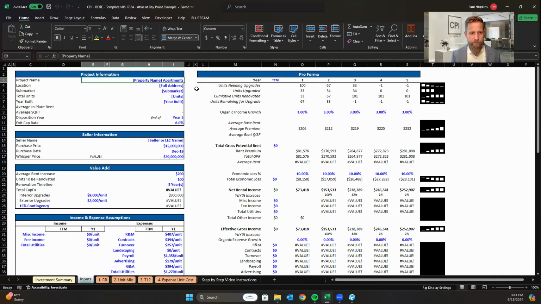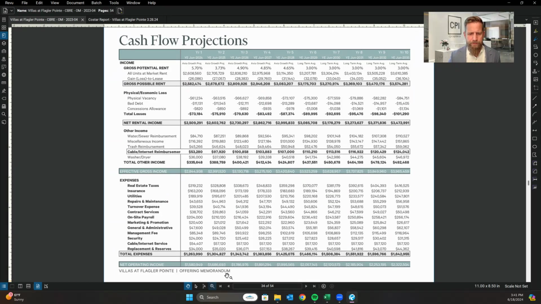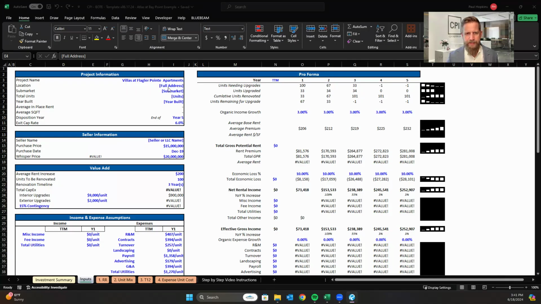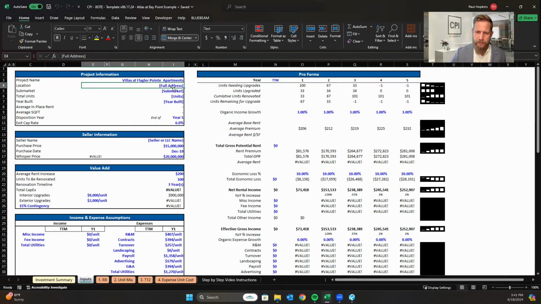works. So let's just go ahead and call it Villas at Flagler Point. Okay. And it automatically has apartments right next to it. As far as the location and entering in the full address, I like to enter in the full address into one line, so that way it's quick and easy for me to do Google searches with and looking up assessor websites so that I can determine what the taxes are.